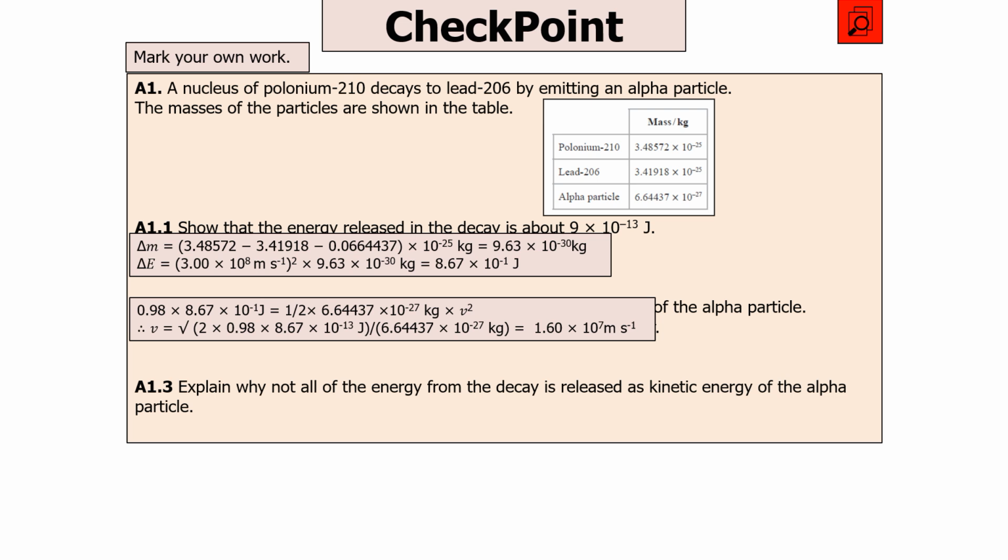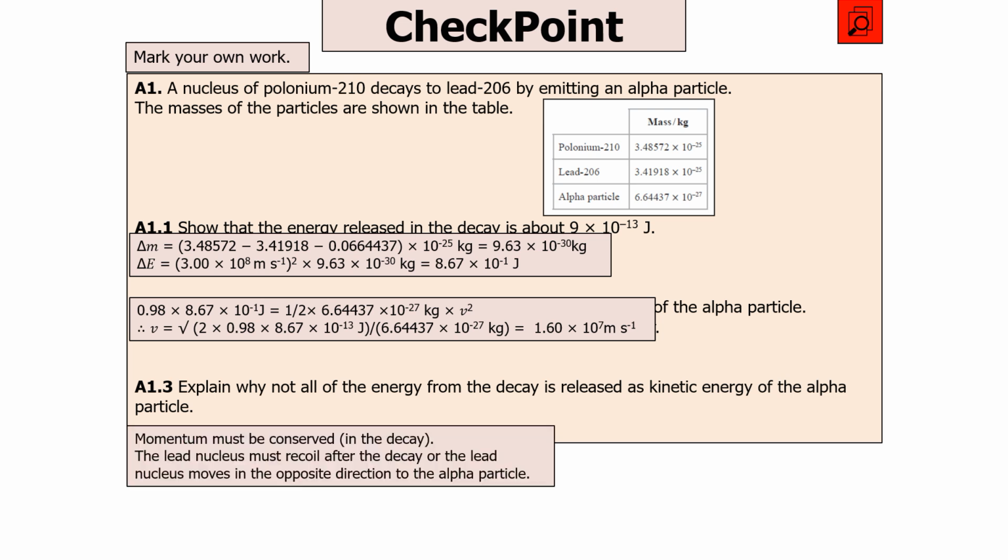Now, why does not all of it get released as kinetic energy? Well, momentum must be conserved in this decay, so if the alpha particle has a movement, the lead nucleus must recoil to counteract that, obviously at a much slower speed because it's a much higher mass. Therefore it must take up some of the kinetic energy of the reaction in that process.